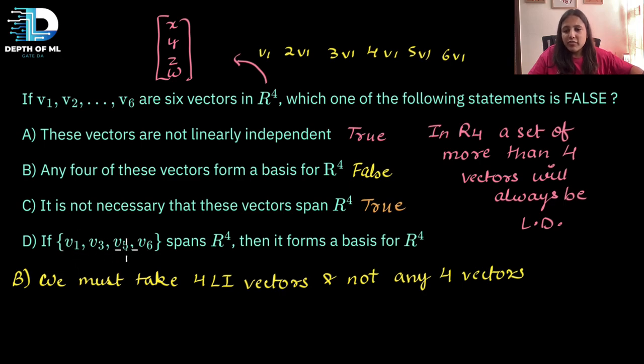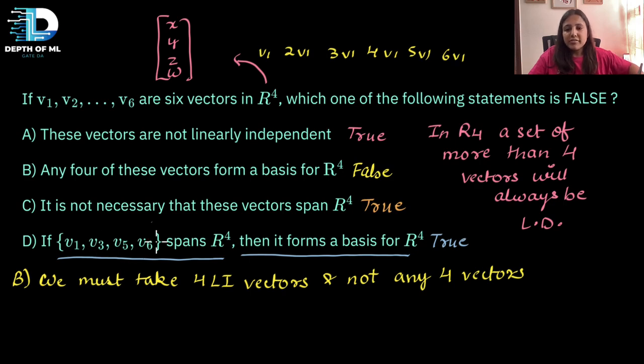If V1, V3, V4, V6 span R4, then it forms the basis for R4. Okay, so it has been given that these 4 vectors span the whole of R4, and then they form a basis of R4. I know I need 4 linearly independent vectors to become the basis of R4, and these 4 linearly independent vectors will actually span R4, and hence this statement is true.